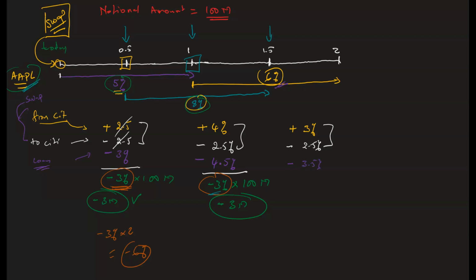And what is going to be our net amount here? Our net amount is going to be minus 3.5% minus 2.5% plus 3%. So that's going to be minus 6% plus 3%. That is minus 3%. So we still add minus 3% here, multiplied by 100 million, and we're still paying $3 million here. So our fixed rate for Apple is done.